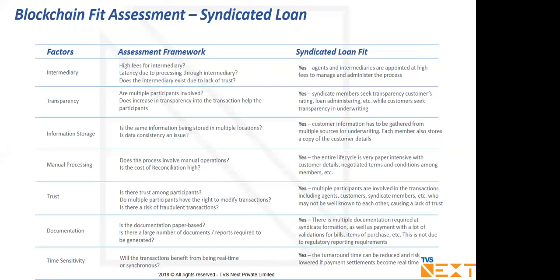And information storage: everyone definitely needs to have the same data. Multiple parties cannot have their own data, because that definitely does not add any value. And manual processing: if there is any mistake or something goes wrong, the cost of reconciliation is very, very high. And trust. Everyone needs to have trust in this ecosystem.